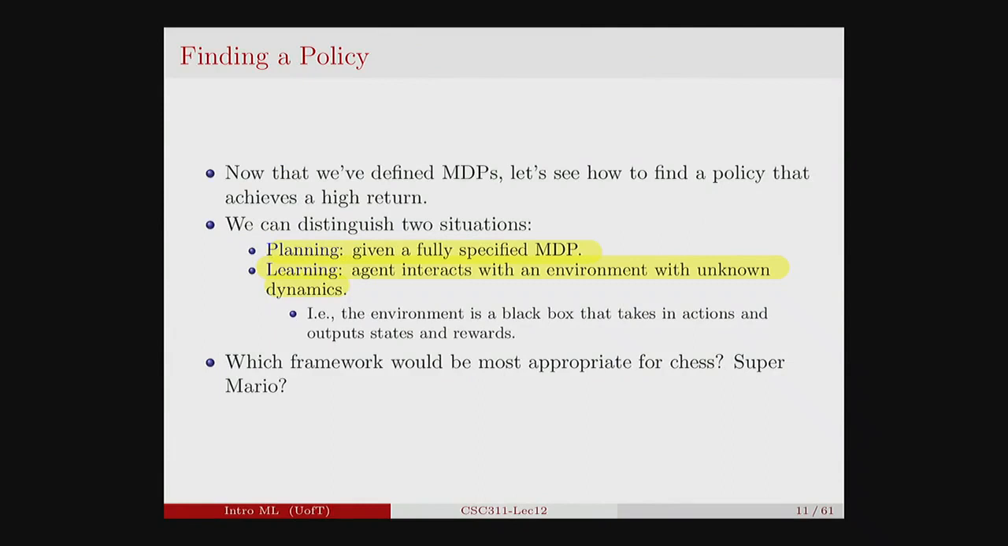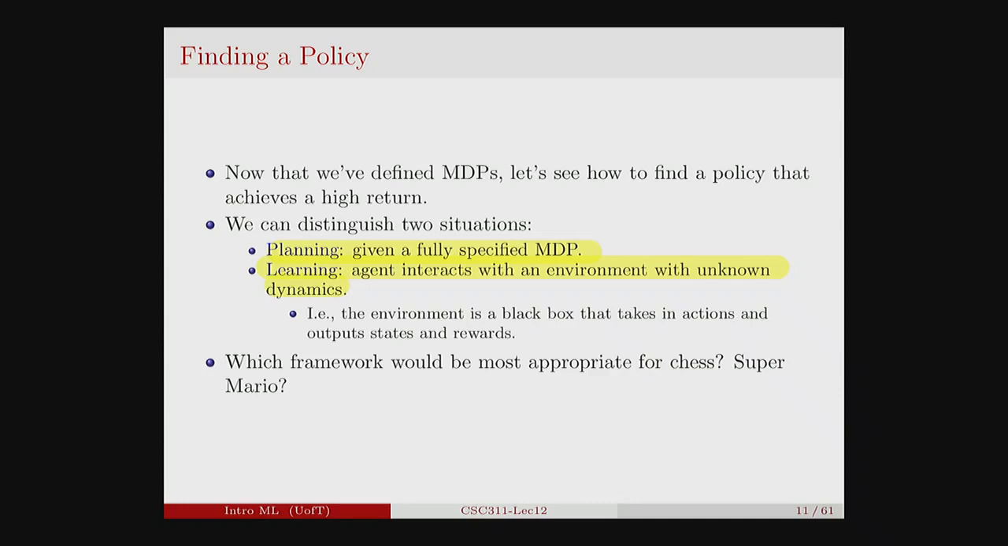So that was mostly just notation, and now we're going to move on to thinking about finding a policy. There are two scenarios you need to be aware of. The first case is called planning, and this is the case where you have a fully specified MDP. What that means is that you have access to all of the five things that I mentioned in the previous slide. The crucial part of that is the transition probabilities, which is to say you know exactly the distribution of future states that could occur given the past states that you have.